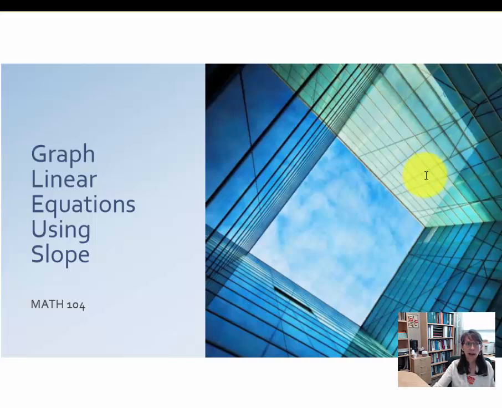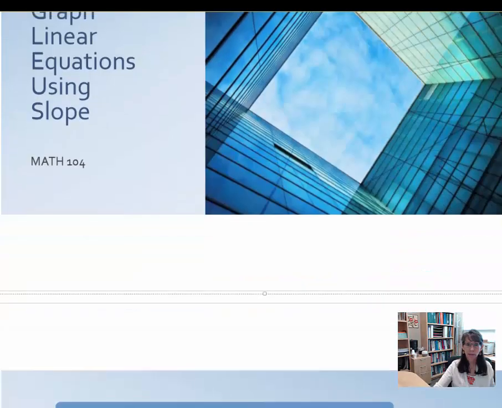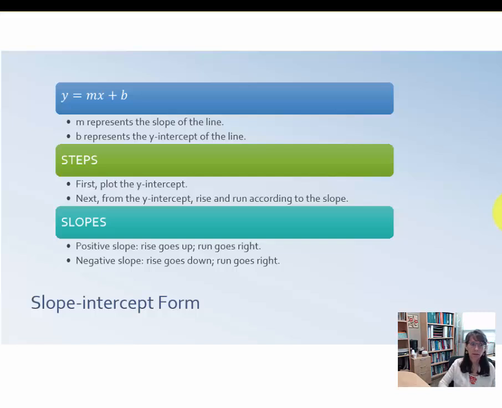In this video, we're going to graph linear equations by using slope. First, we need to talk about what the slope-intercept form of a line is.